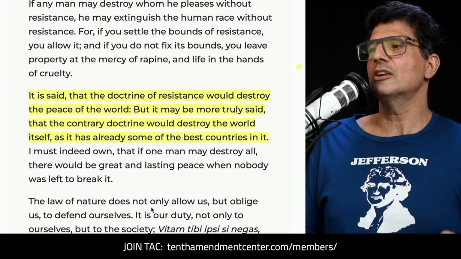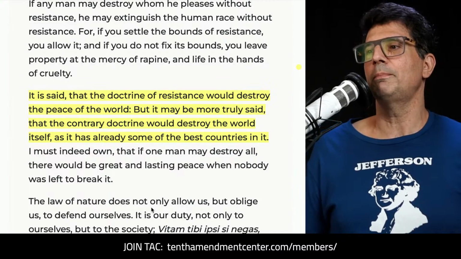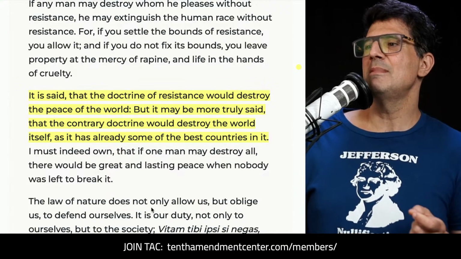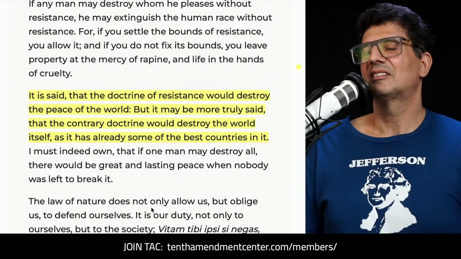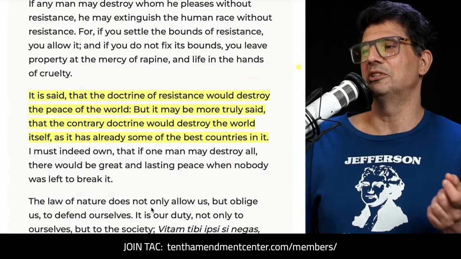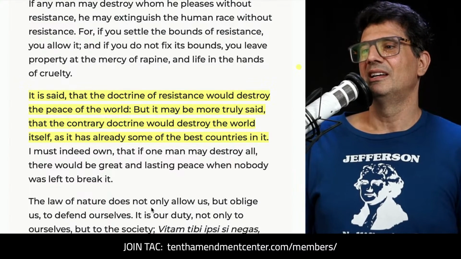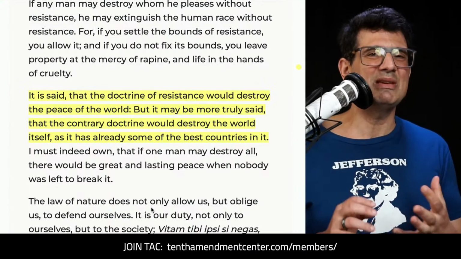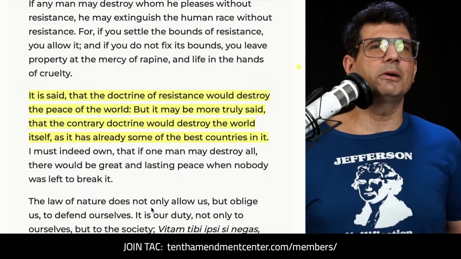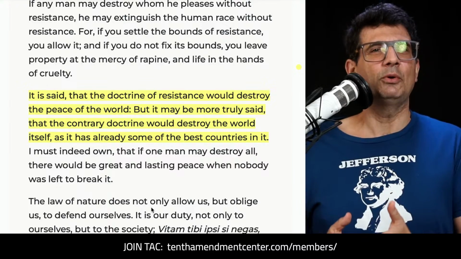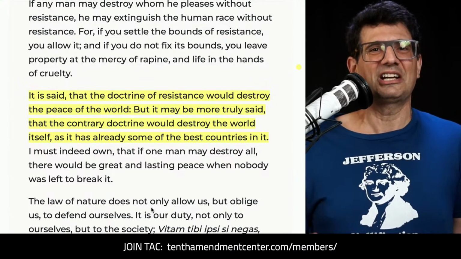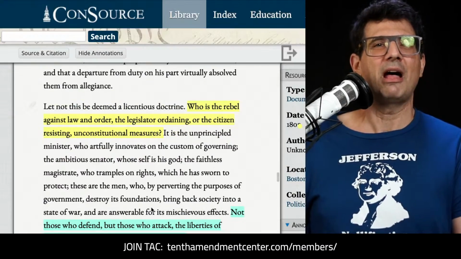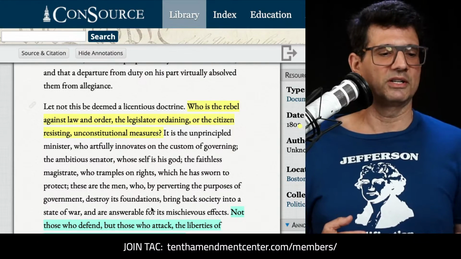It is said that the doctrine of resistance would destroy the peace of the world. But it may be more truly said that the contrary doctrine would destroy the world itself, as it has already some of the best countries in it. The enemies of peace and liberty and prosperity are the people who violate the rules given to the government. Those are the people having the problem, not the people trying to enforce things.